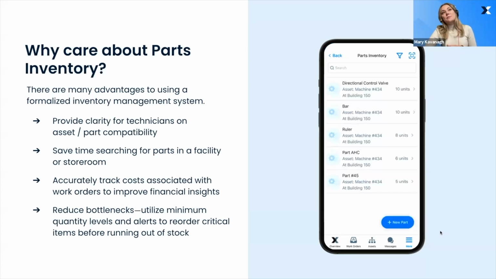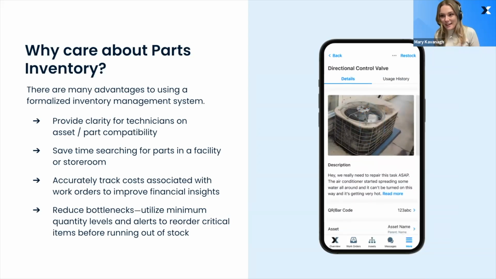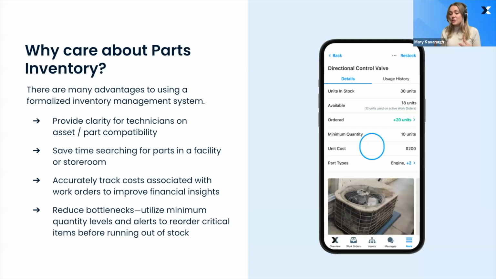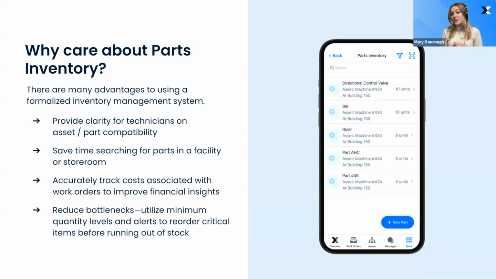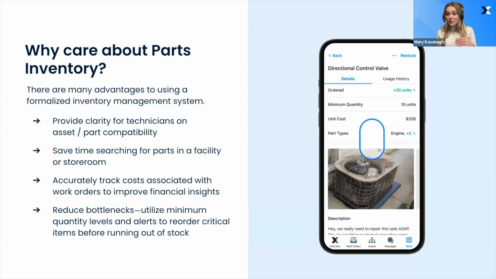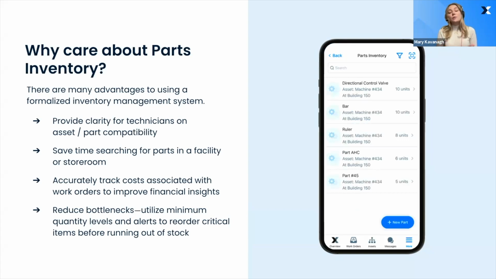We also want to save some time searching for parts in a facility or a storeroom. I know how big some of your parts storerooms are, and how many hundreds of thousands of parts are available in there. You don't want people going around all the time wondering, what bin am I looking in? What shelf, what drawer, what area am I going to? You want all that information centralized in one place so that when a job comes in, we know what part we need to use based on that asset, and I know exactly where I'm going to go and find it.